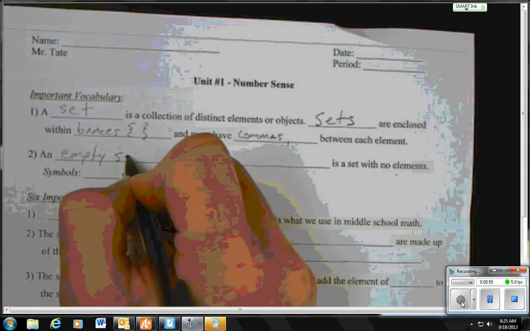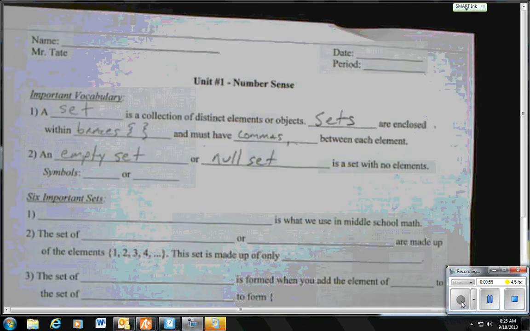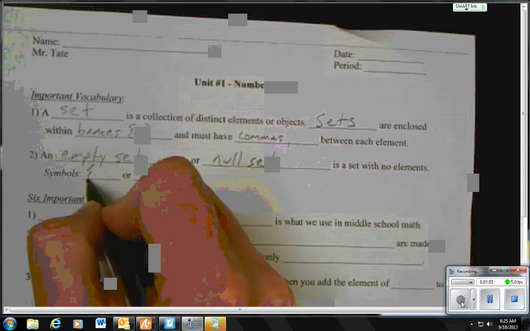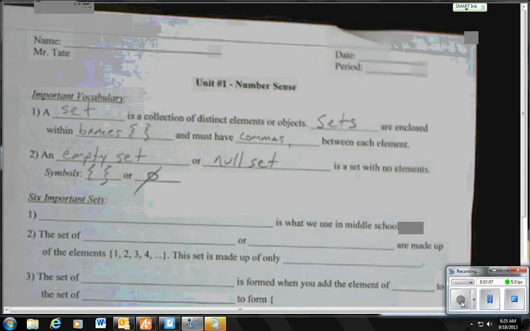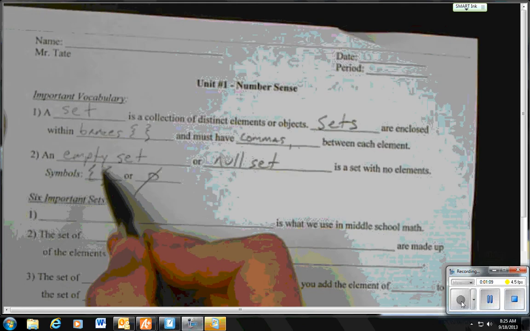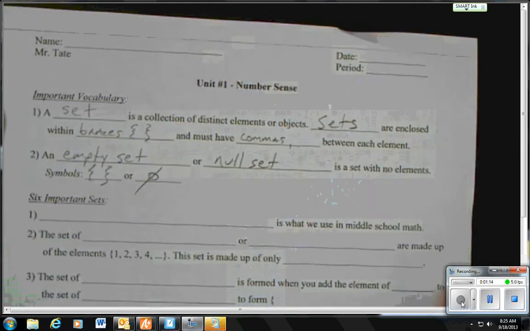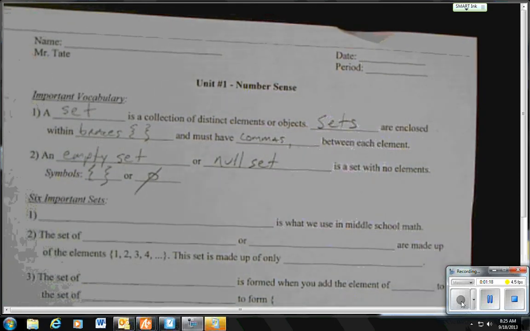An empty set or null set is a set with no elements. The symbols would be the braces with nothing inside of it, or a 0 with a line through it. So the empty set symbol is the braces, the null set symbol is the 0 with the line through it, and they're the same thing. So if you have a set with no elements, that's what it would look like.